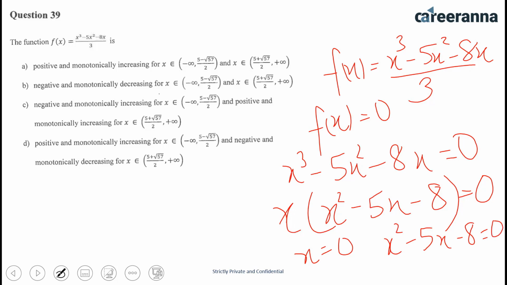Now just consider one thing. As you can see, (5 − √57)/2 is present in all four statements. Similarly, (5 + √57)/2 is present in all the statements. So can I say these must be the roots for this particular equation?